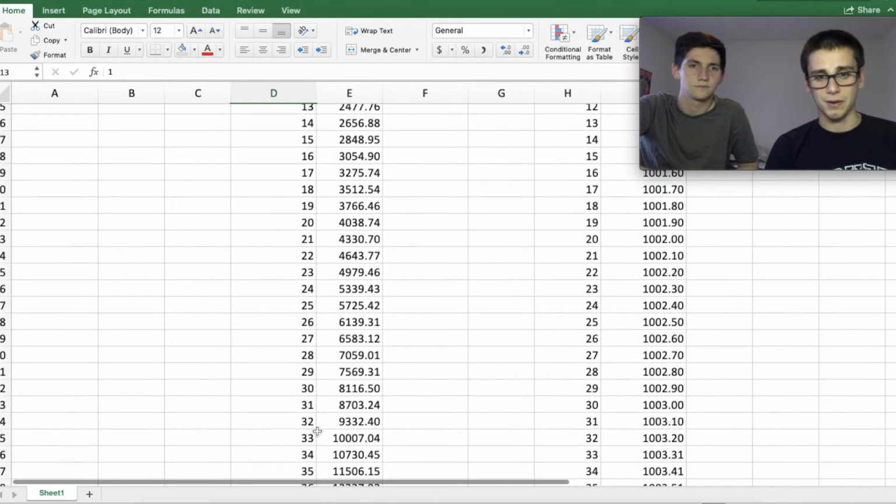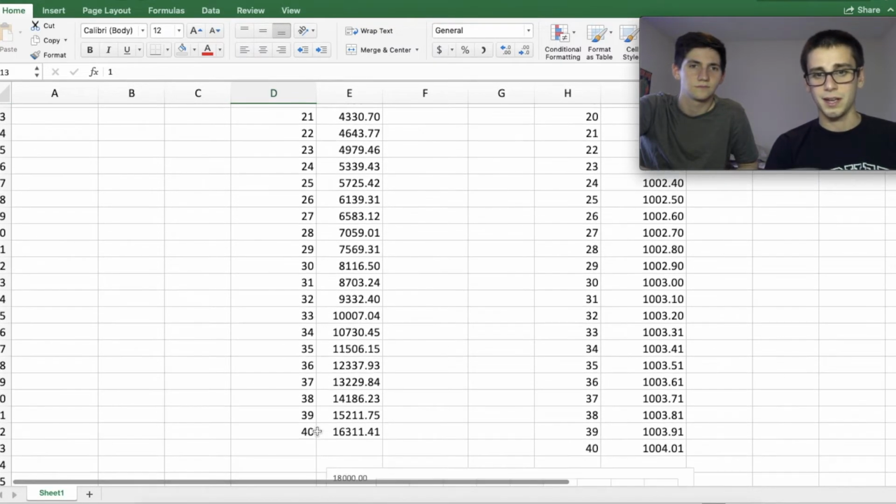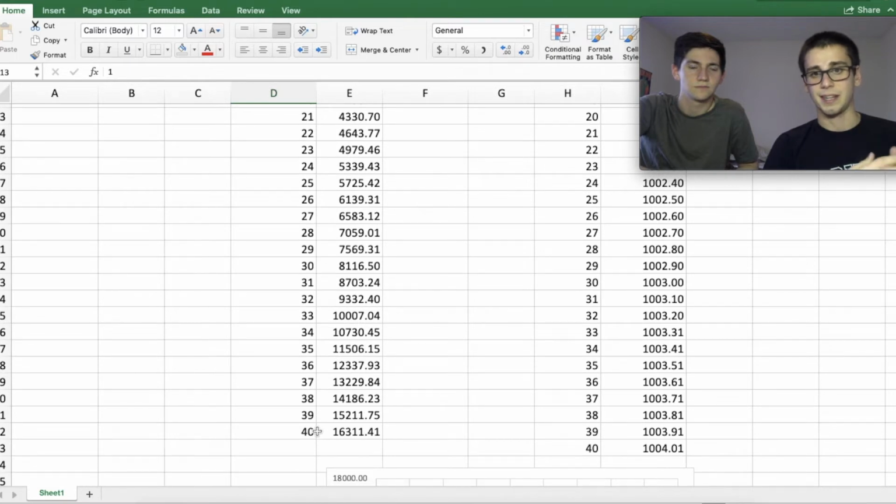So then we'll go down to 40 years, and we're at $16,000. That's just off of a $1,000 investment. We've seen a 16 times increase. That's a pretty big increase for just keeping a $1,000 investment in the market for that amount of years.